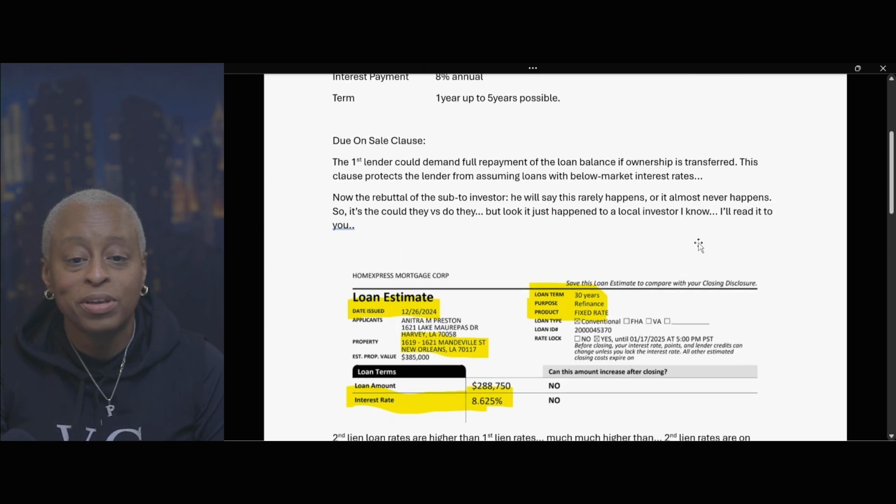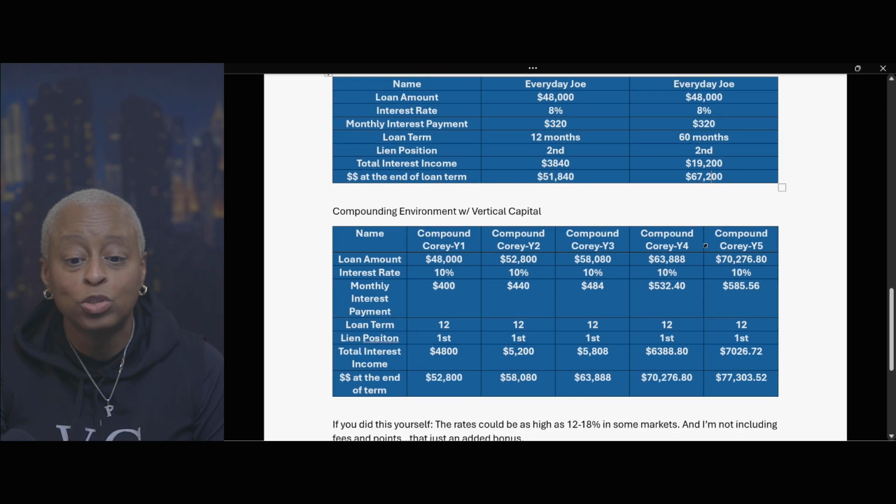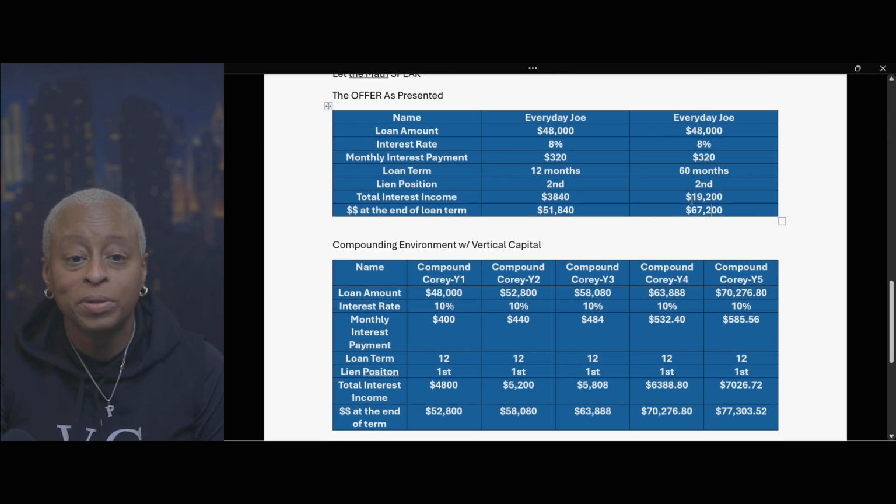So at the end of a 60-month term, in the riskiest position, and again, we have to assume this ARV means that it's not even at the 220. It's possibly lower because we have to make improvements. We always want to look at as-is value as well. So you got your initial investment at 48 and you walk away again with 67,200.